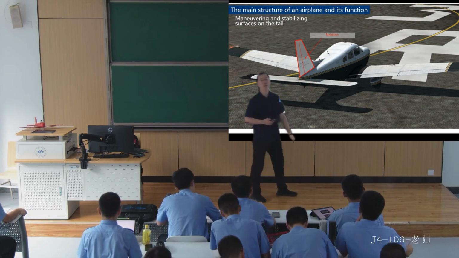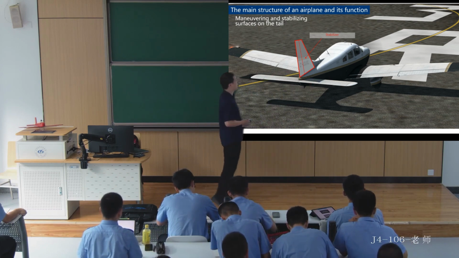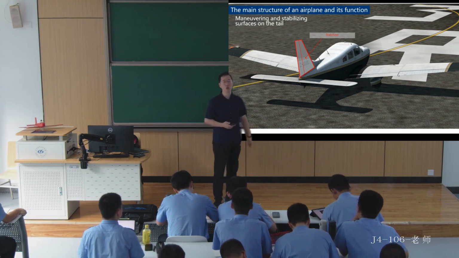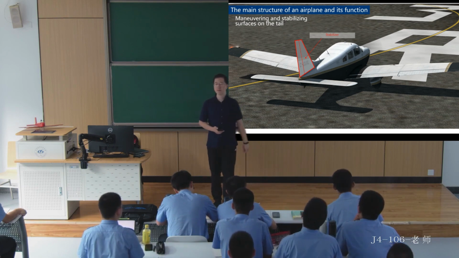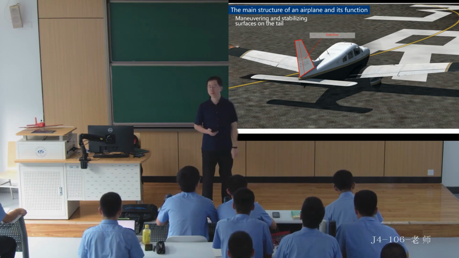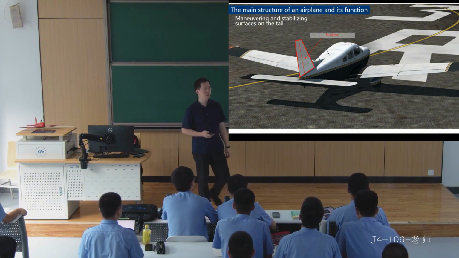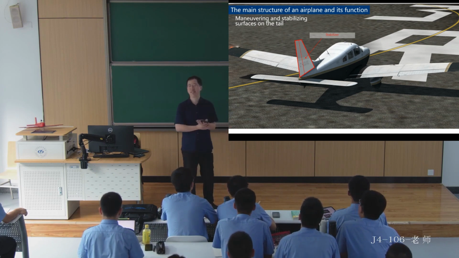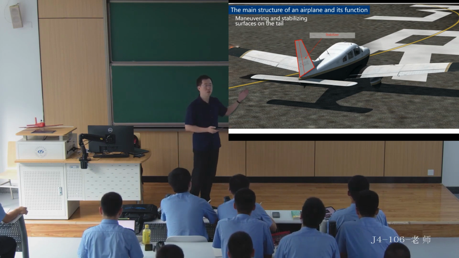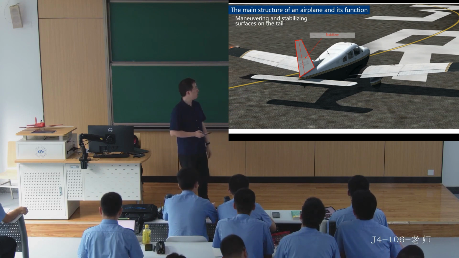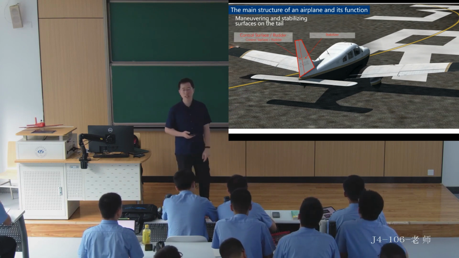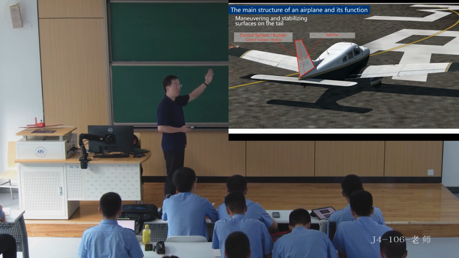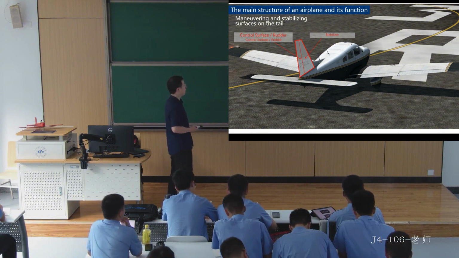In Chinese, we generally call it the stabilizer, while the movable control surface at the trailing edge of the vertical tail, what do we call it? Do the students in the back not know? No? It is called the rudder. So we also refer to this movable part as the control surface.